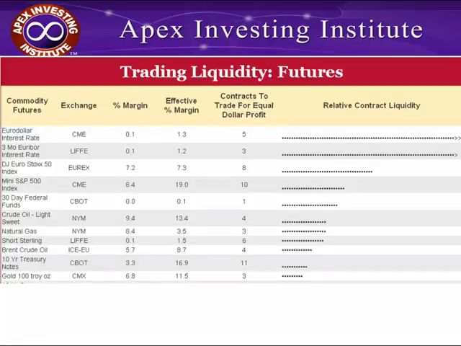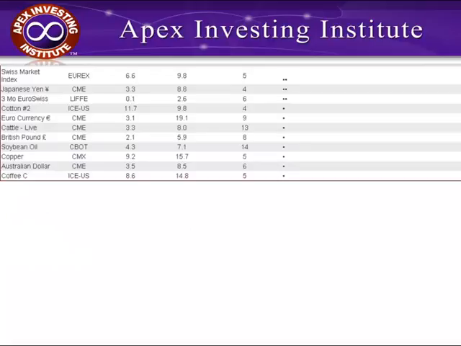So again, if you did that Google search I was talking about, it would show you liquidity, and it shows how the S&P 500, the Euro Stocks 50, the Eurodollar, things like that, the 30-day Fed funds rate, natural gas, crude oil, 10-year Treasury notes, gold, are very, very liquid. You go down to things like coffee and copper, live cattle, and they're a lot less liquid. So you need to be aware of that.